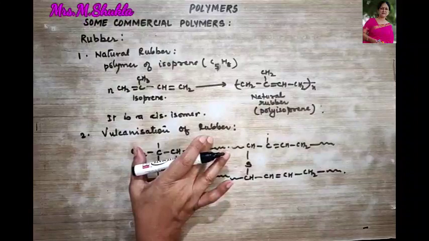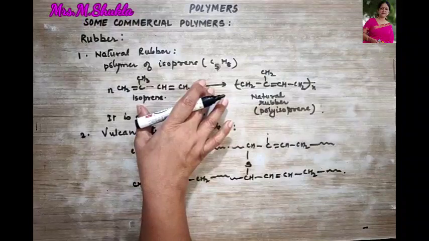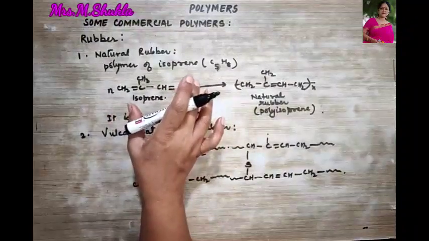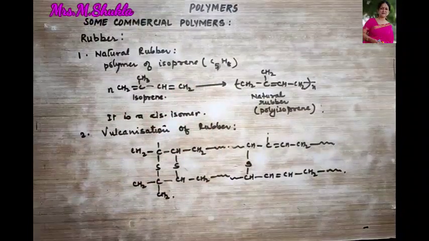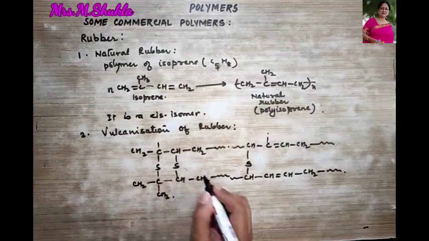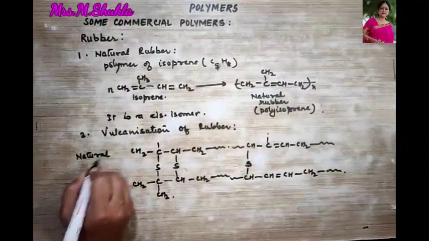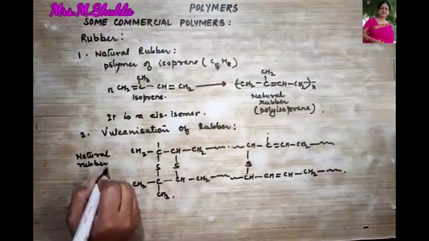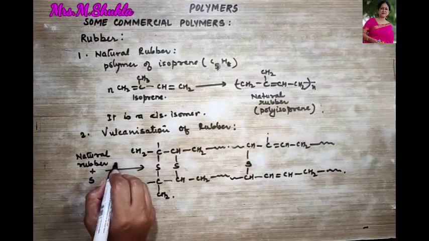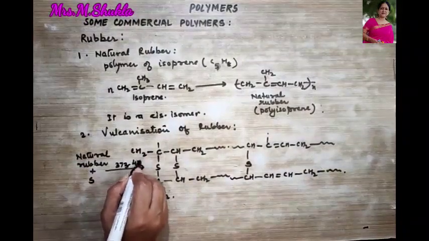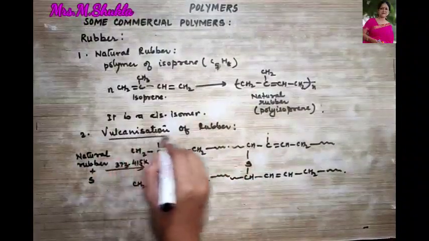So vulcanization of rubber takes place when the natural rubber is treated with sulfur and an appropriate additive is added to it at a temperature of what? 373 to 415 Kelvin. So I'm writing it down over here that natural rubber plus sulfur at 373 to 415 Kelvin with some additive is going to give you this vulcanized rubber.